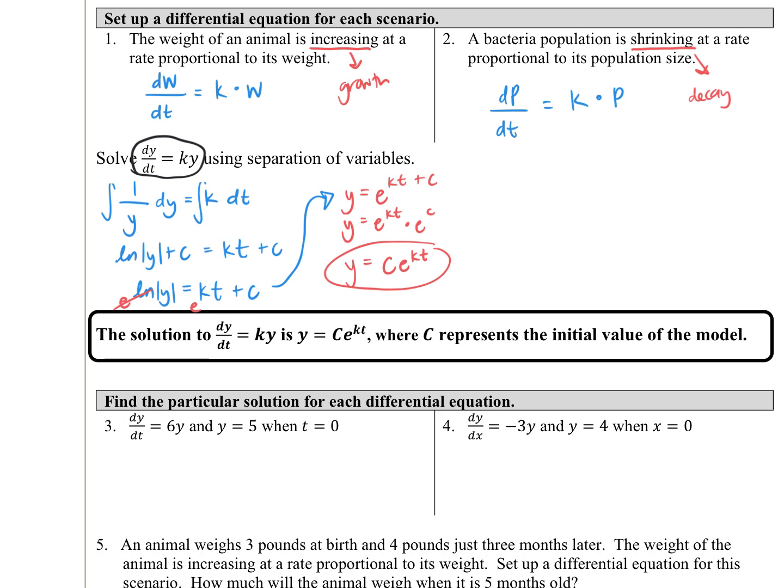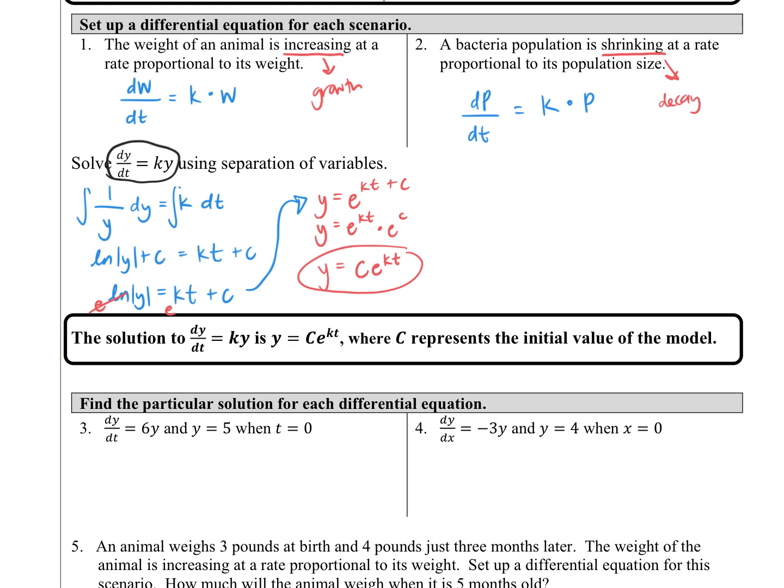So again, it says right here, the solution to your dy dt is equal to ky is y equals c e to the kt, where c is your initial value of the model. Just like when you had your formula y equals Pe to the rt, this was your principal, right? That was your starting amount when you were talking about compounding continuously. Same thing here, your c is going to be your initial value that you're given.